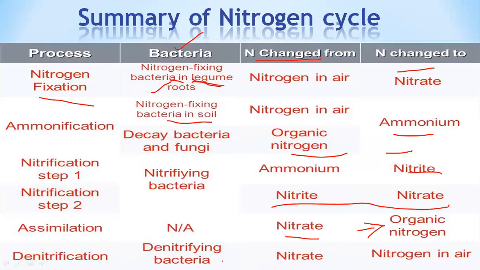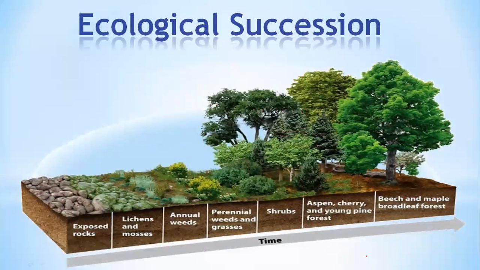So then denitrification, in that denitrifying bacteria are there, so they change nitrates into nitrogen, which is escaped into the atmosphere. So here just two cycles are mentioned and we have completed them. So let's talk about the last topic of this chapter, that is ecological succession.